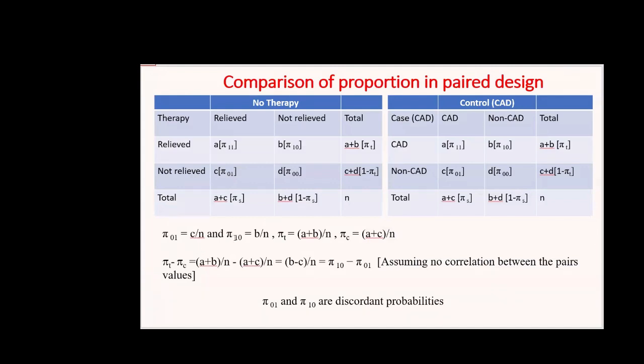Now we go for pi 10, that is B divided by N. This is the therapy effect: A plus B divided by the total is the number relieved by treatment, and this is pi T. Pi C is the number relieved by control. So if we subtract, pi T minus pi C is equal to pi 10 minus pi 01. This is our discordant pair difference, that is B minus C. Now, B number of pairs versus C number of pairs. So this is our hypothesis for comparing this.